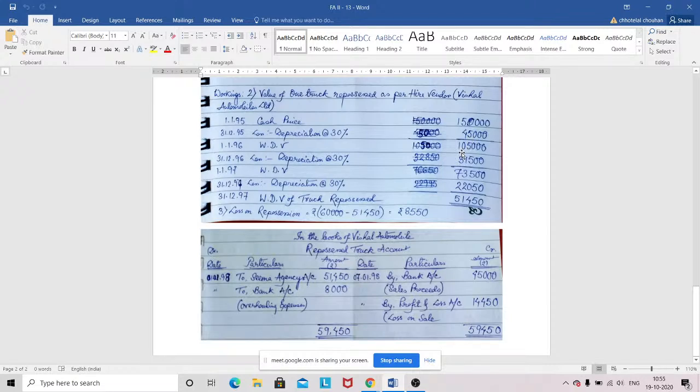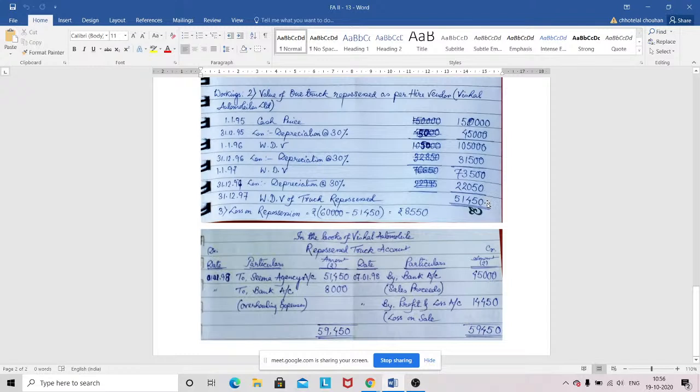Now your written down value of 1996 is 1,05,000, upon which you have to charge depreciation 30% again. So 31,500 is the amount. So the remaining balance on 1997 is 73,500. Again deduct the depreciation at the rate of 30%, so it will be 22,050. So the written down value of the truck repossessed is 51,450. Okay, it is an easy calculation, I'm not going into that. It is simply charging 30% in diminishing balance, it will come to 51,450.